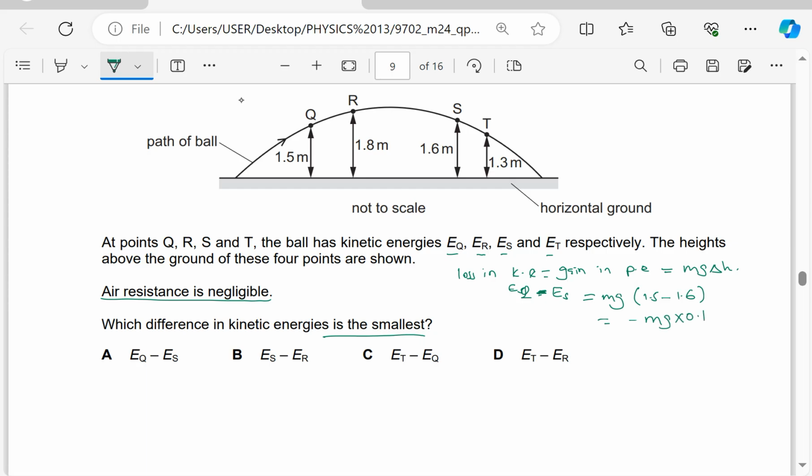Okay, let's check this. So this is negative mg times 0.1. Of course, the negative just means the potential energy at S, or the loss in kinetic energy at Q. The loss in kinetic energy at Q is smaller than the loss in kinetic energy at S.